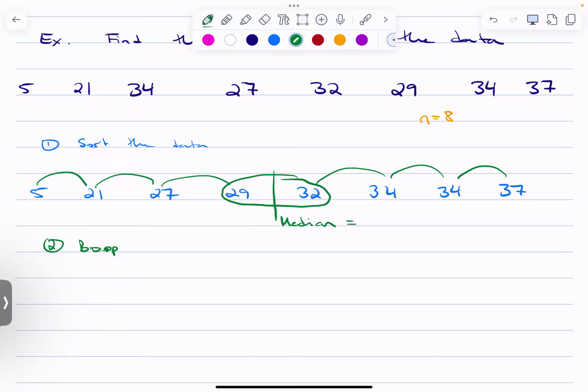So now the median is 29 plus 32 divided by 2, which is 30.5. Oh. So the median is 30.5. It's not in our data set, but that's okay. I should say boop to find the median.